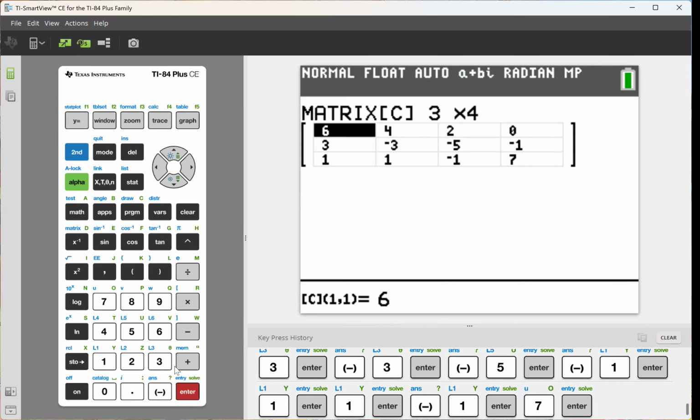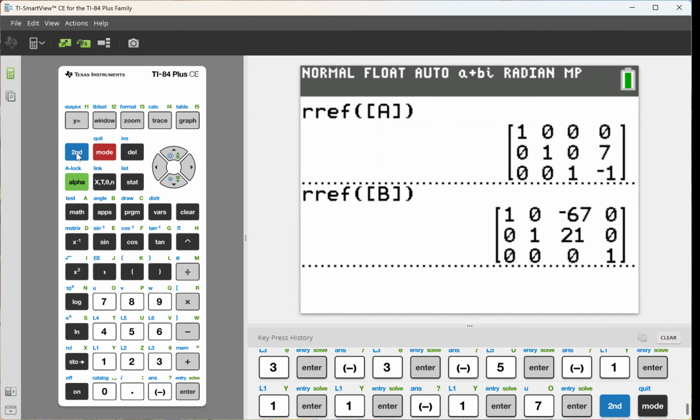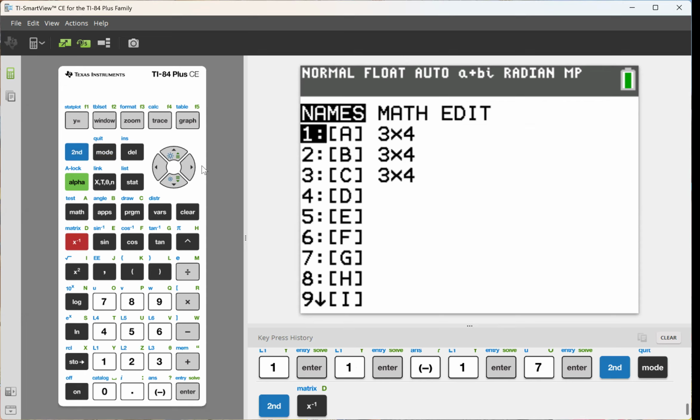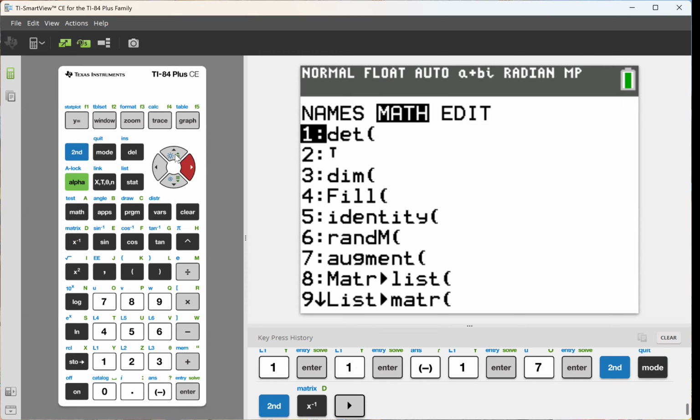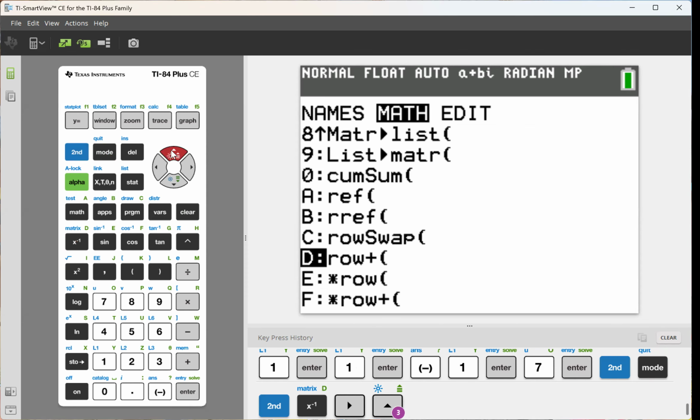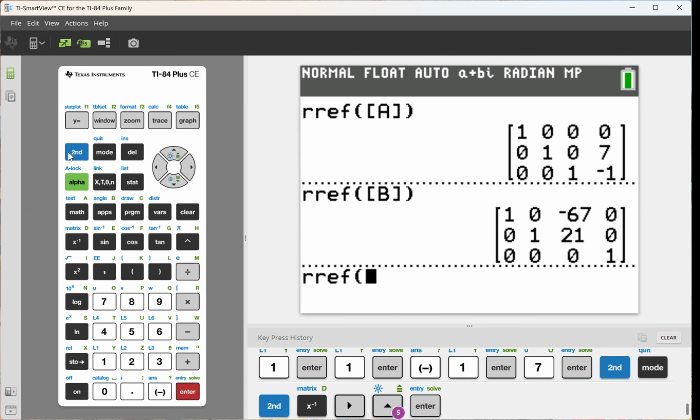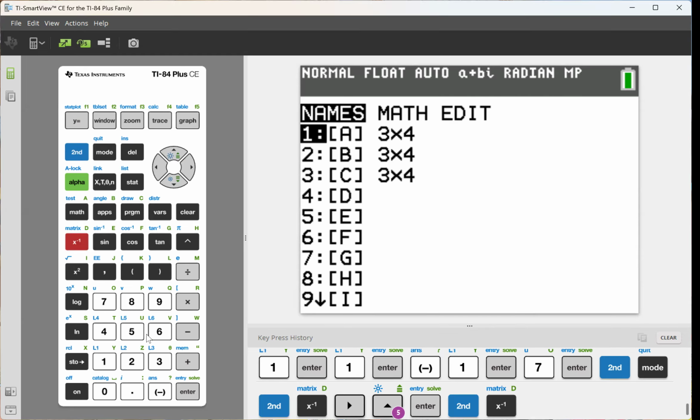All right, so let's do a quick check. 6, 3, 1, 4, -3, 1, 2, -5, -1, 0, -1, 7. All right, so we are good to go. Let me get out of there. Let me go back in my matrix menu. I'm going to go to math. I'm going to find RREF. And I'm going to conduct row operations on matrix C. So go back to my matrix menu and pick C.